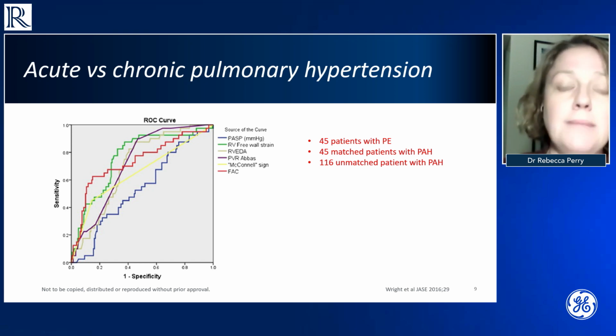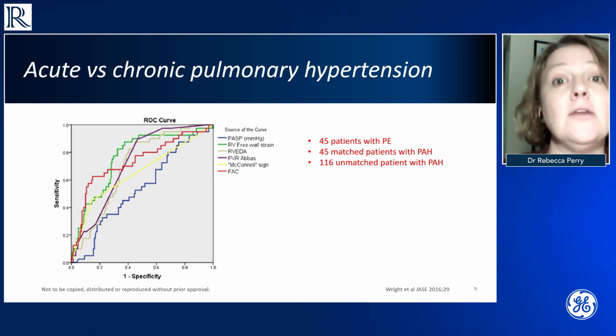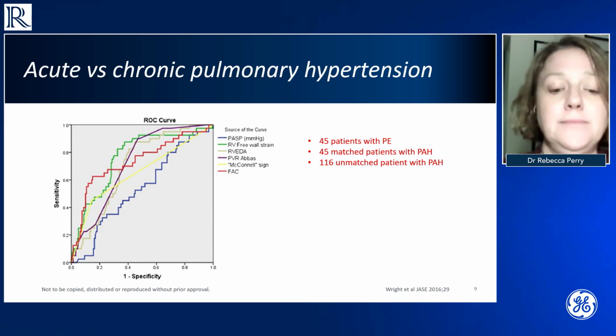We also know that in patients with chronic pulmonary hypertension, they have time for their right ventricular free wall to adapt to those overloaded pressure conditions. So their strain is actually better than the acute ones because there's no time to adapt.